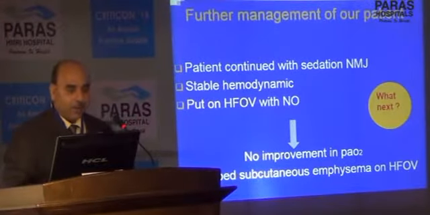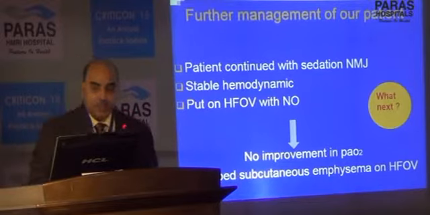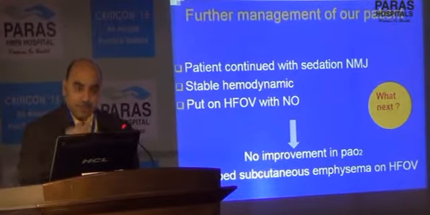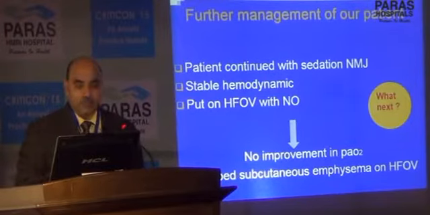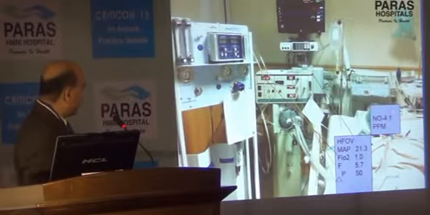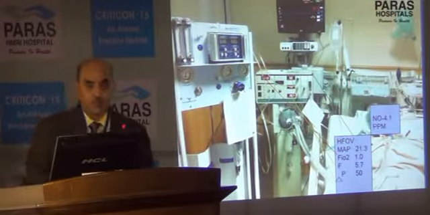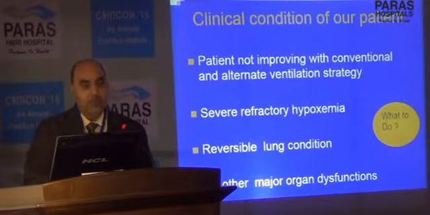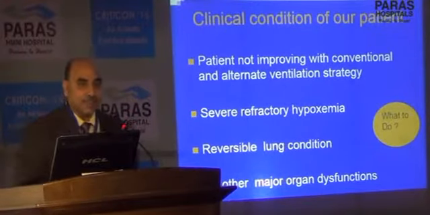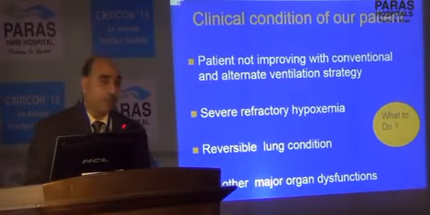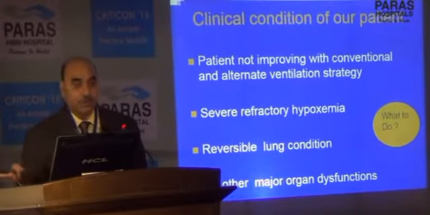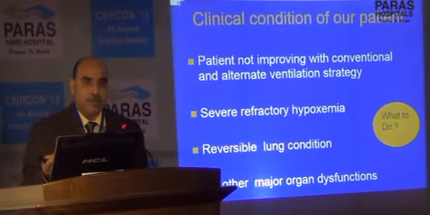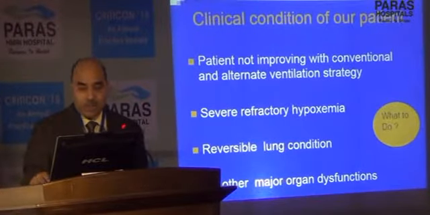So what we did in our patient: the patient continued with sedation and neuromuscular blockade, stable hemodynamics, and was put on high frequency ventilation, but there was no improvement in the patient's condition. We put the patient on high frequency ventilation and nitric oxide simultaneously, and there was no improvement. So what to do in such situations, when you have tried all the ventilation strategies and in spite of that the patient is not improving, or the patient is developing complications like barotrauma or subcutaneous emphysema, as our patient had?